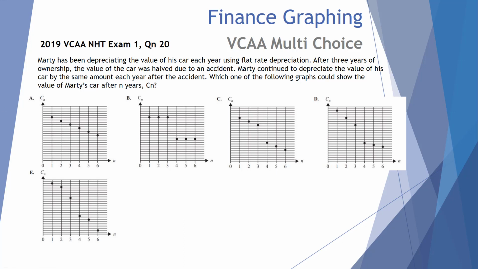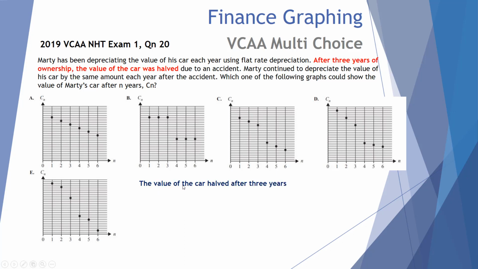Now notice, there's no actual value here, so we're not looking at absolute numbers, but we can try and eliminate as we go. First of all, the value of the car was halved after 3 years. So here's the value of the car after 3 years for each of the 5 graphs. Now in this scenario, after n of 3 years, the value when we go to n of 4 years has in fact dropped to half. So that's holding true.